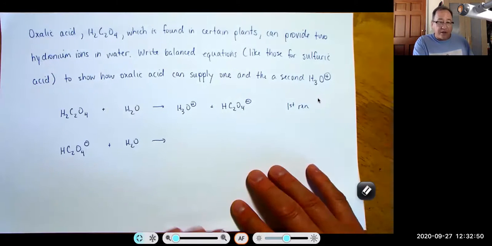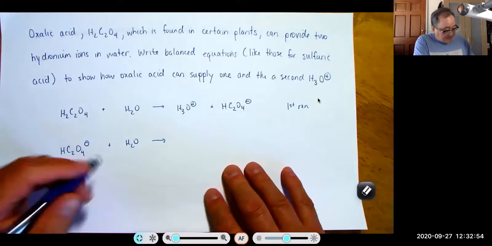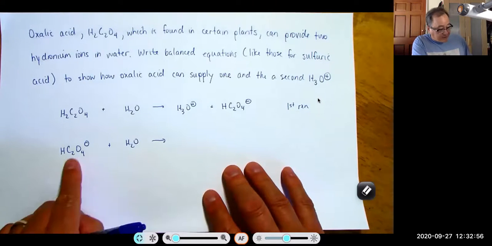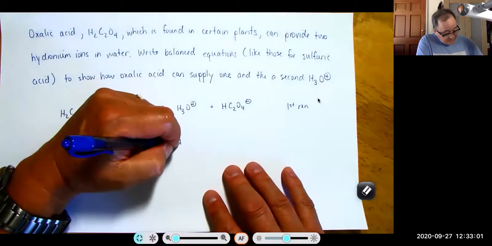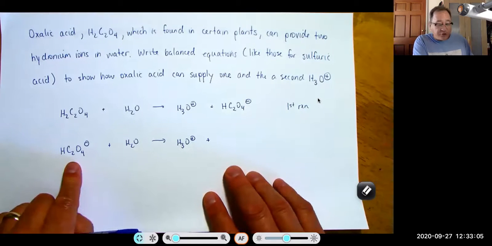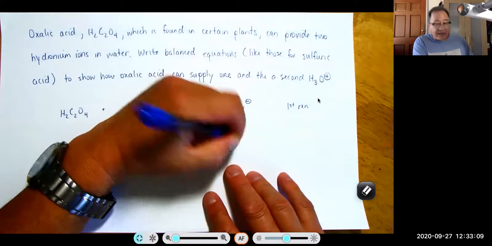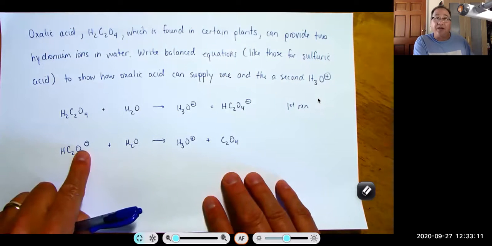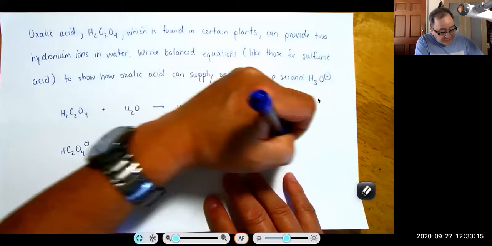Okay, so you might want to try and do this on your own before you watch the rest. But this is the base, this is the acid. So I'm going to draw the product of the base first. And then this is going to have 1 less hydrogen and 1 less charge. So what's 1 less than 1? So what's -1 minus 1? -2. And there's your second reaction.